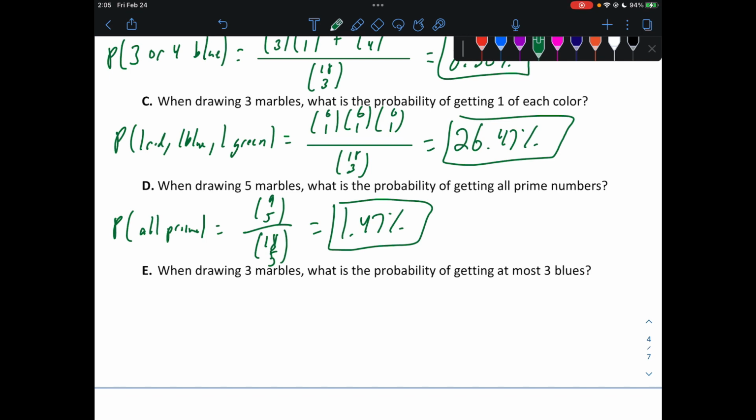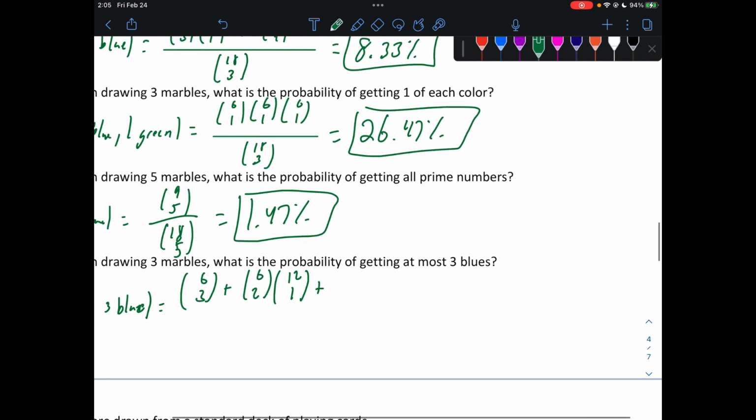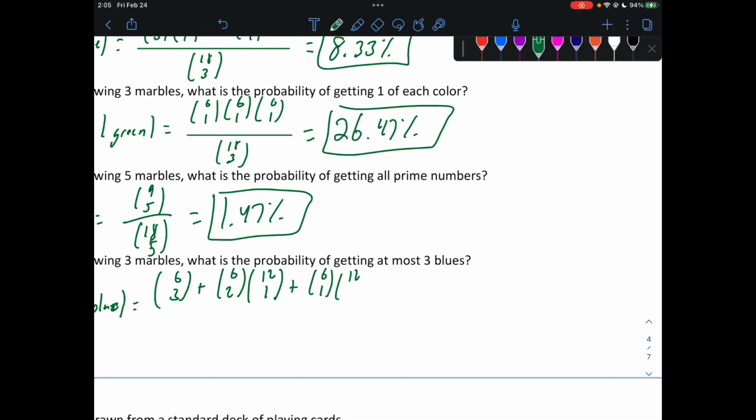E, drawing 3 marbles, probability of getting at most 3 blues. So that means 3 or 2 or 1 or 0. So probability of 0, 1, 2, or 3 blue. So remember, or means we add, right? So 3 would be 6, choose 3. 2 would be 6, choose 2, and then there's 12 others, choose 1. 1 blue would be 6, choose 1, and there's 12 others, choose 2. And then 0 blues would just be 12 others, choose 3. And again, our sample space is still 18, choose, in this case, 3.